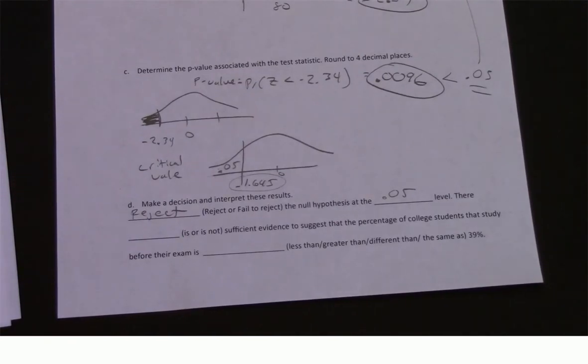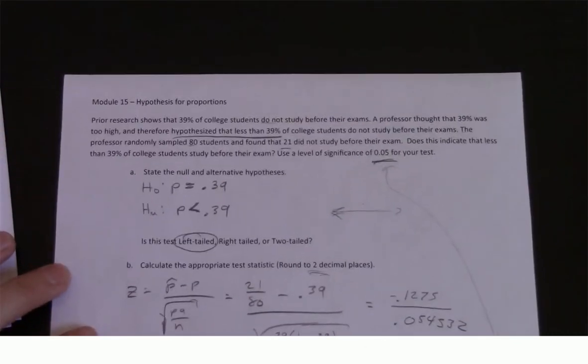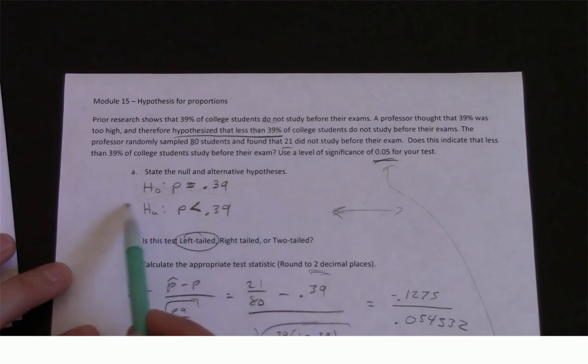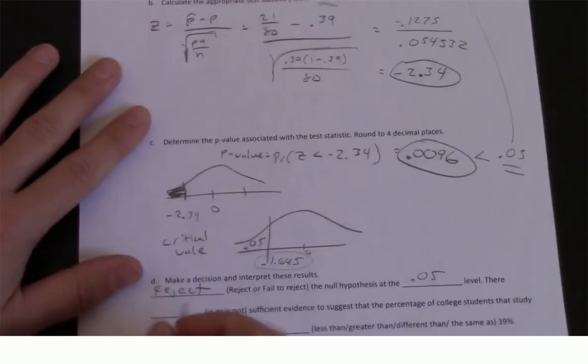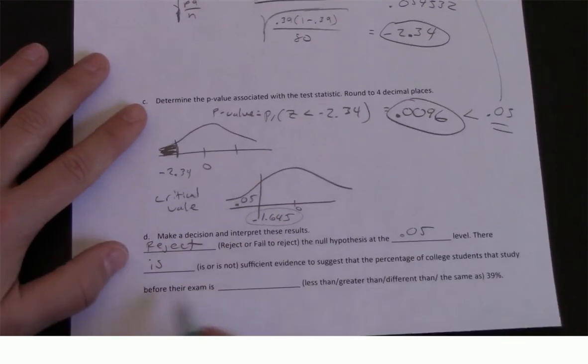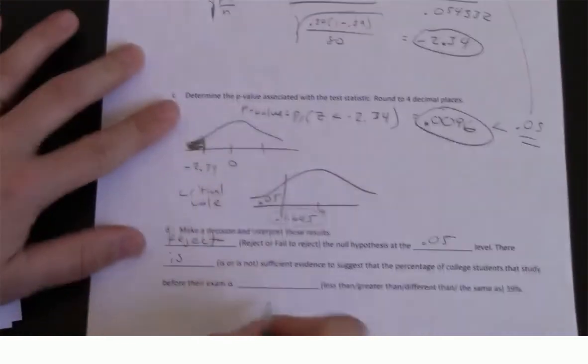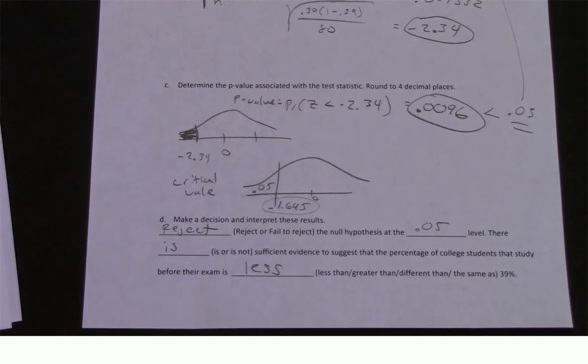Alright. There is or there is not enough evidence to suggest that college students study before their exam. So we reject the null, which means that there is evidence for that. So there is sufficient evidence to suggest that the percentage of college students that study before their exam is less than 39%.